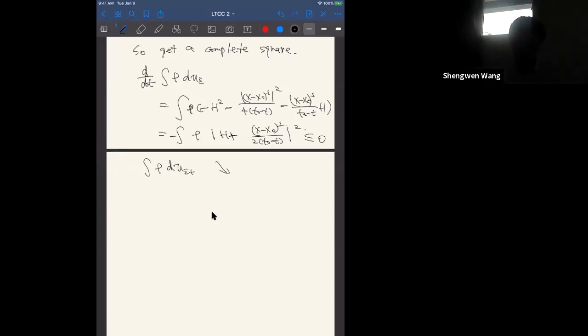That tells you that the integration of this backward heat kernel is monotonically decreasing. This is Huisken's monotonicity formula. It is monotonically non-increasing, so it might be constant. It doesn't rule out constancy yet. It is constant if and only if along the flow this elliptic equation is satisfied.